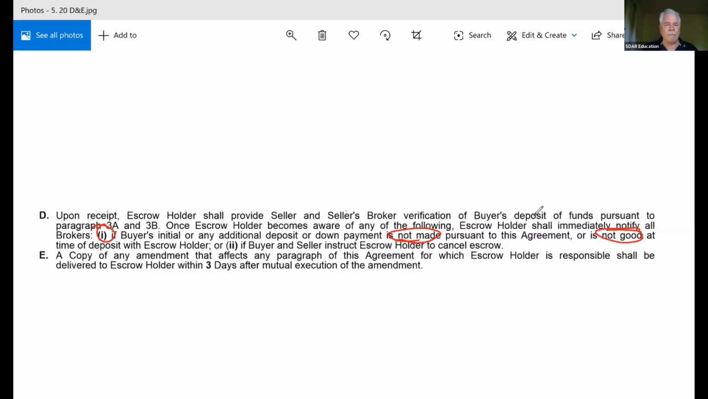Okay, and so again, the money doesn't show up, or the check shows up, then they put it in the bank. Two weeks later, they get it back from the bank saying that it didn't clear. I want to know about it. And so escrow is given an instruction here that if that happens, we're going to tell everybody about it, okay? And here, if the buyer and seller instruct the escrow holder to cancel, then they're going to notify everybody. Okay, everybody good? That was a really good question, by the way, Linda Dugan. That was a really good question.